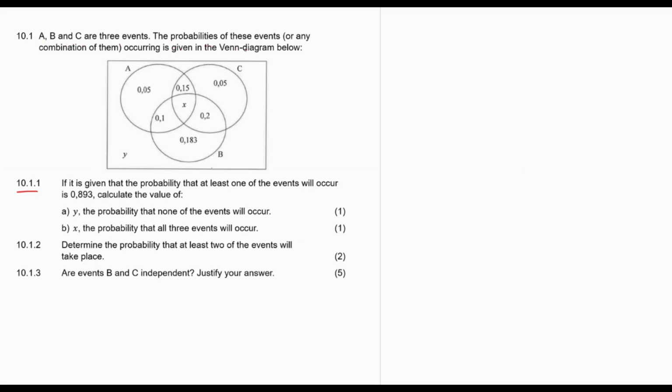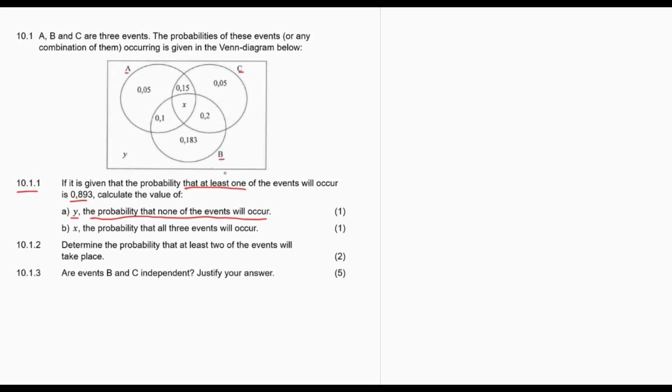A, B, and C are the three events. The probabilities of these events, or any combination of them, occurring is given in the Venn diagram below. So we have event A, event B, and event C, and then these are the probabilities. If it is given that the probability that at least one of these events will occur is 0.893, calculate the value of y, the probability that none of the events will occur.